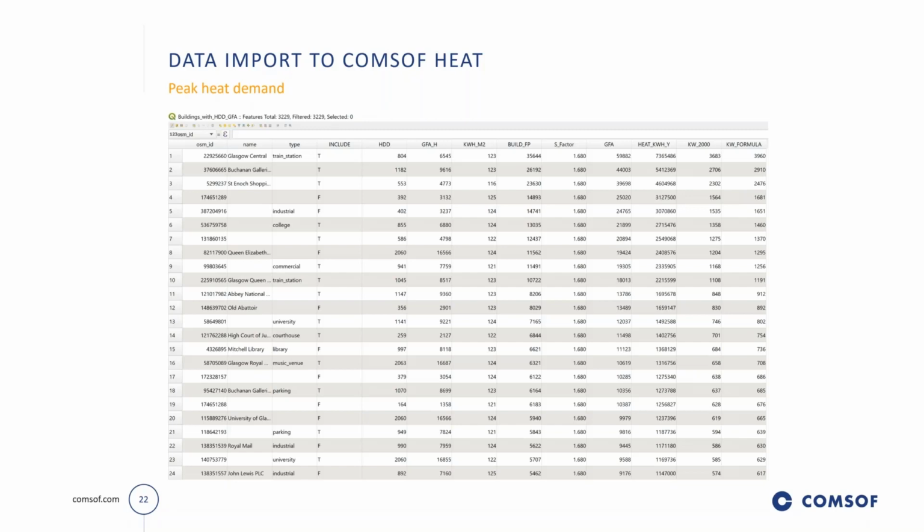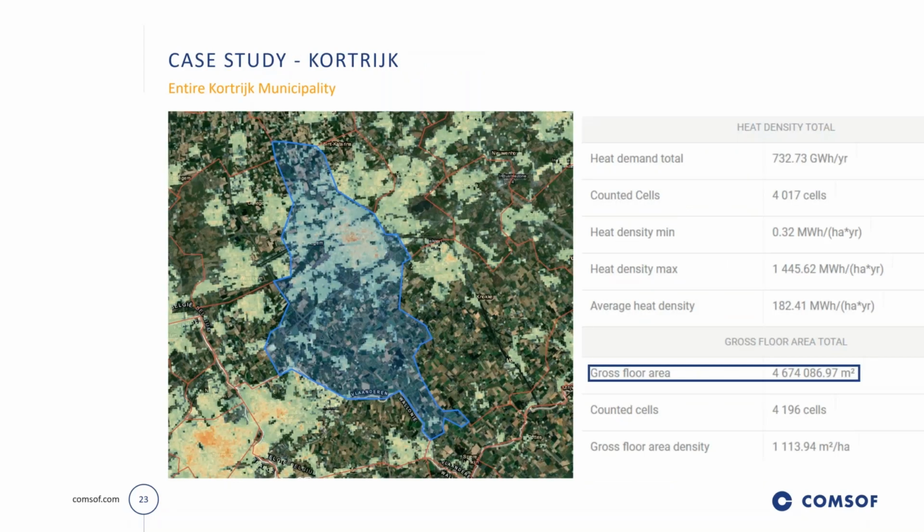Now we estimated using this approximate data. I also did a case study to validate how much is the difference between the actual gas consumption data and the calculated data exported from Hotmaps. I took an entire municipality, Kortrijk. Here we have approximately 32,000 buildings. I chose all of them, and the gross floor area from Hotmaps shows 4.6 million square meters.